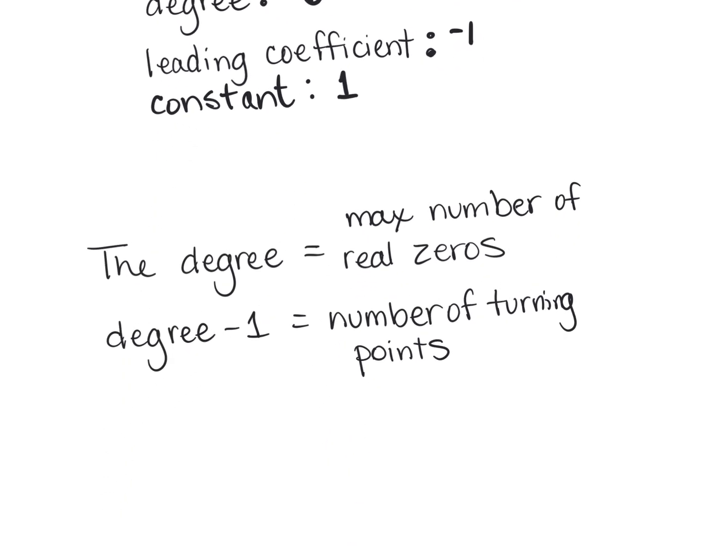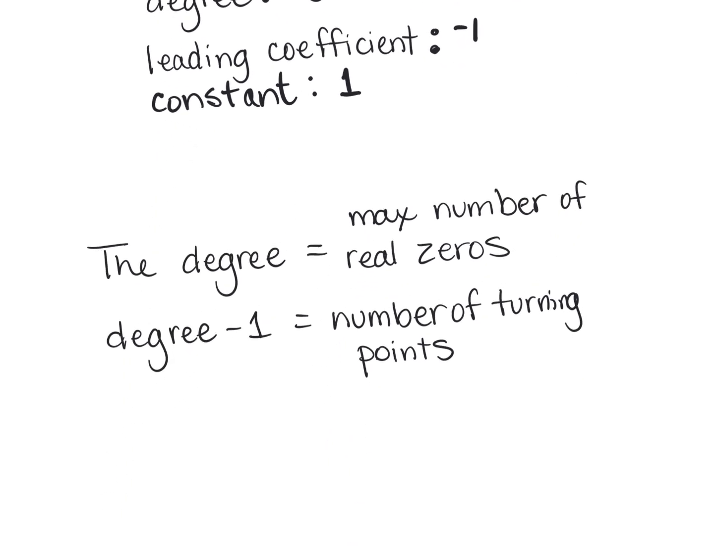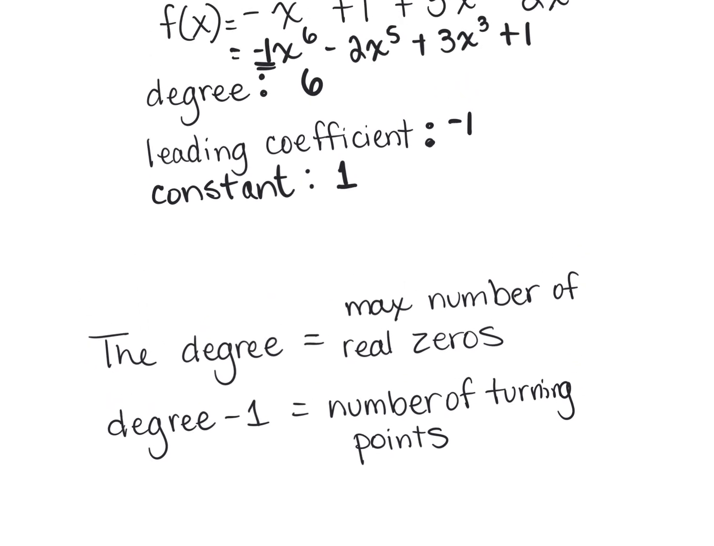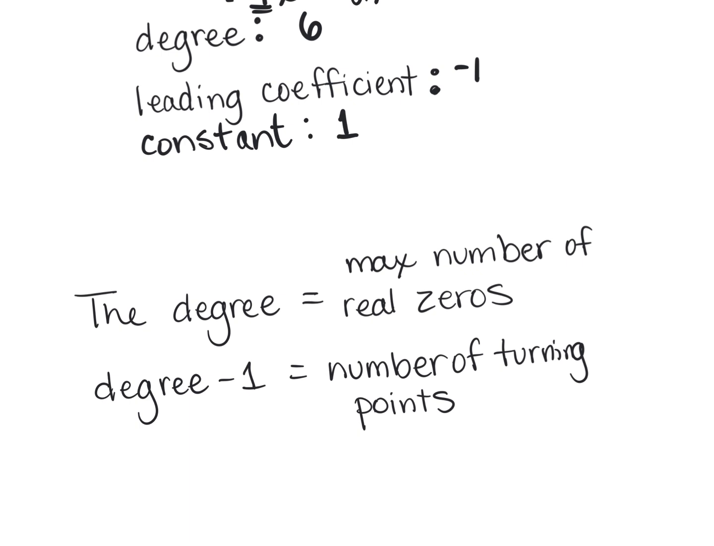So there's a correlation between the degree of a polynomial and the maximum number of real zeros. So for example, in that last one that we just did, there will be at most 6 times that it hits the x-axis. It doesn't mean that it's guaranteed that it will, it just means that it can be. So if you take that degree and you subtract 1 from it, that gives you the maximum number of turning points that it can possibly have. And turning points is another way of saying maximums and minimums.